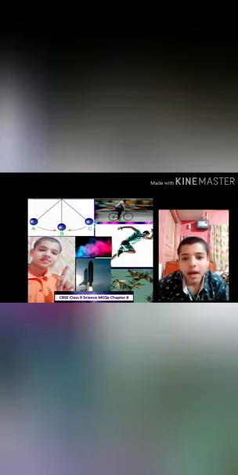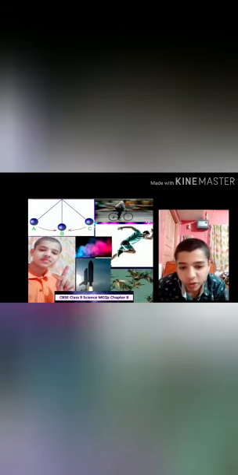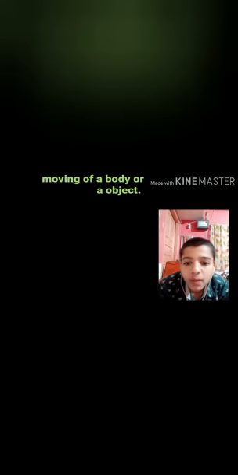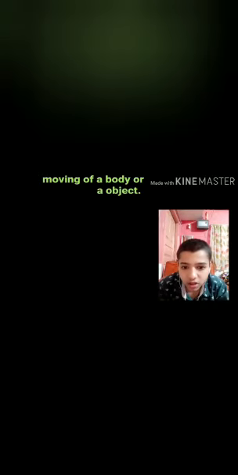And today I am going to give you basic information about the chapter motion. Motion is a very important, wonderful and interesting chapter. Basically we can say that moving of a body or an object is known as motion. As everyone knows, a moving object is in motion.